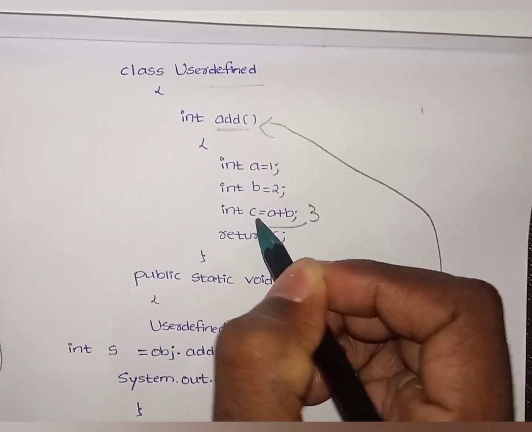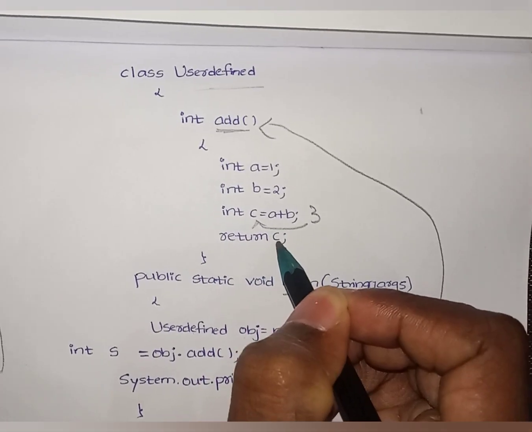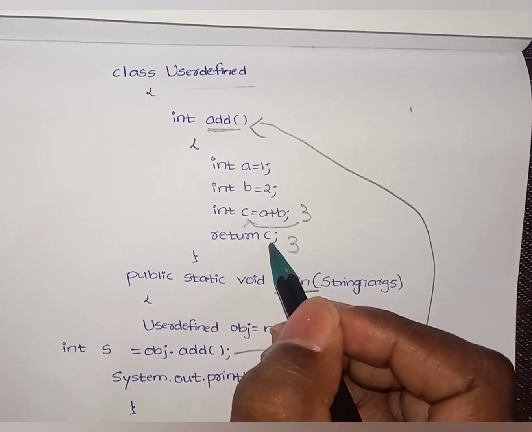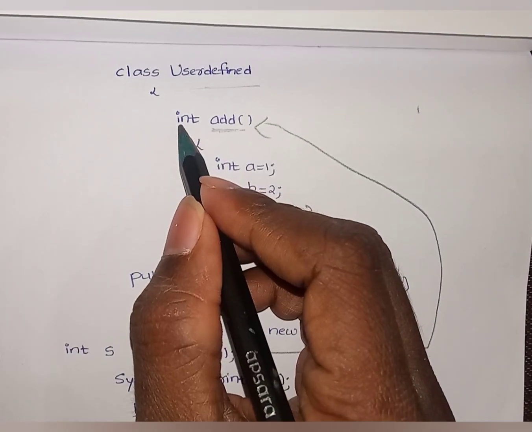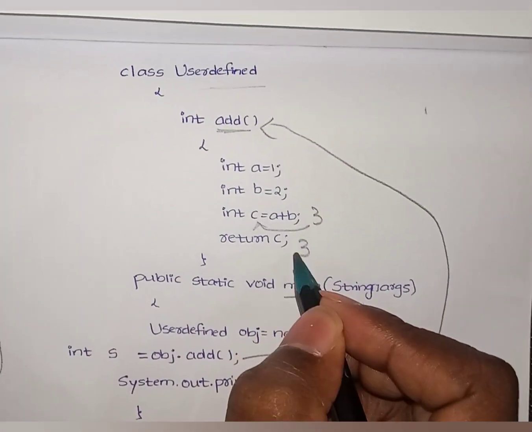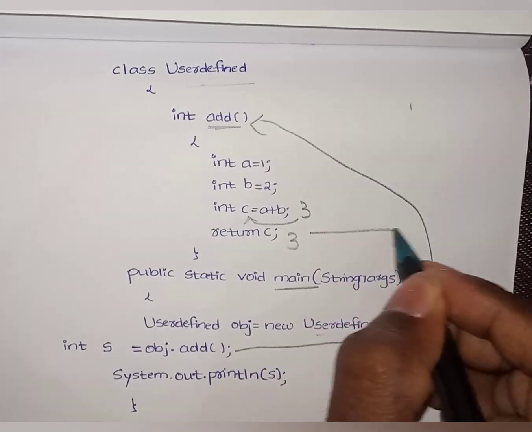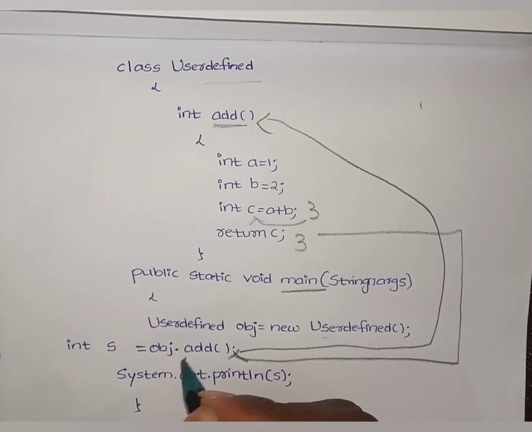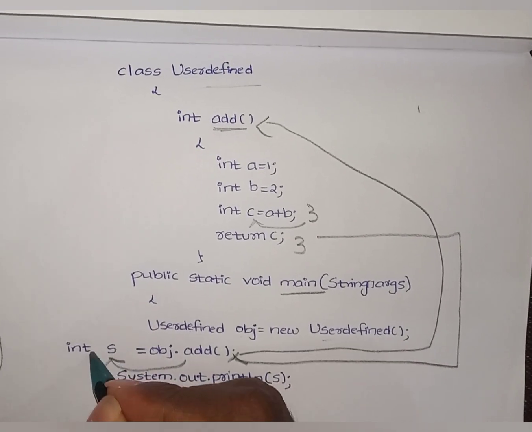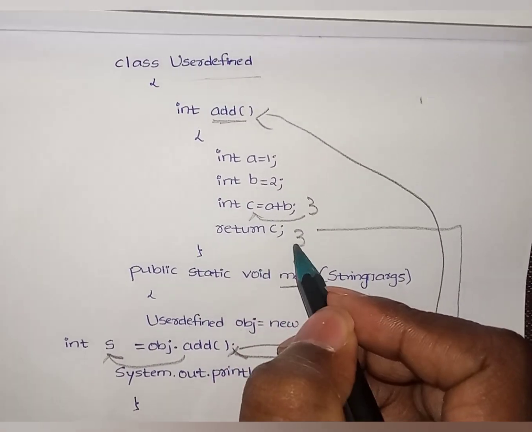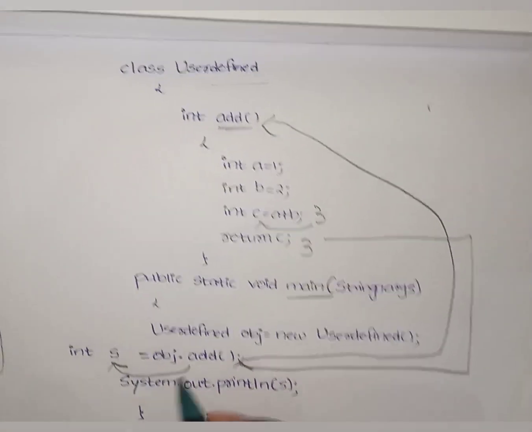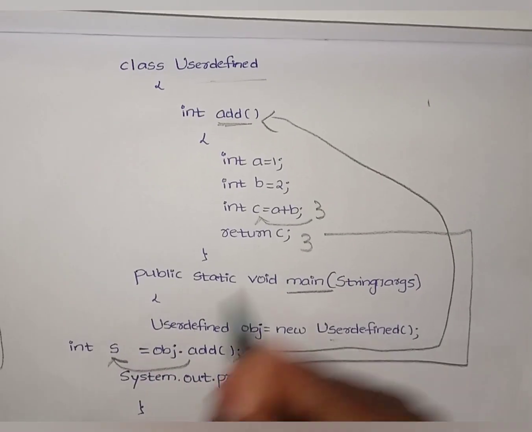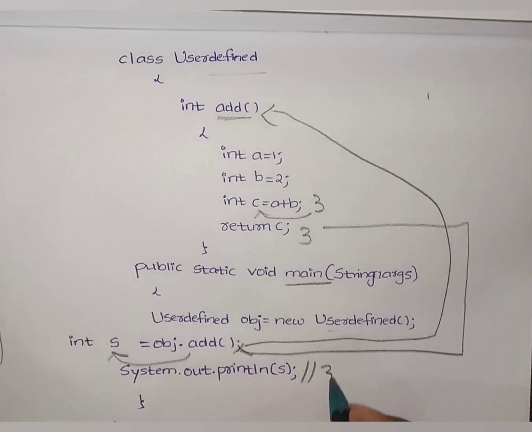3 gets assigned into c, and then it returns the c value, that is c equals 3. As it is returning the c value, which is integer type, here I have taken the return type as int. Once it returns the c value, it moves to the place where the function is actually called, right? And then the value gets assigned into s, which is a variable of type int. Here the return value is 3, right? So 3 gets assigned into s, and then in the next statement it prints System.out.println(s). The s value is 3, right? So it will give you output as 3.